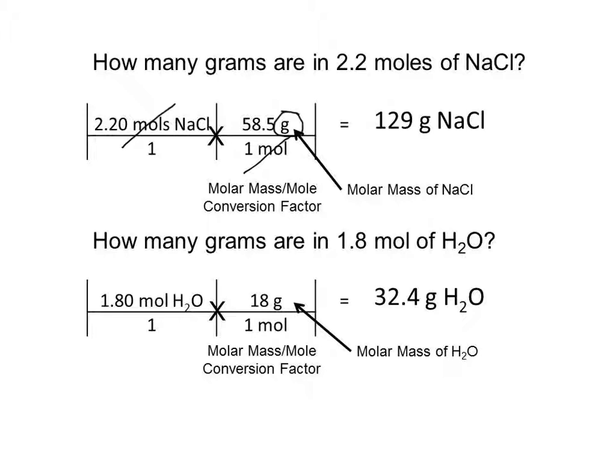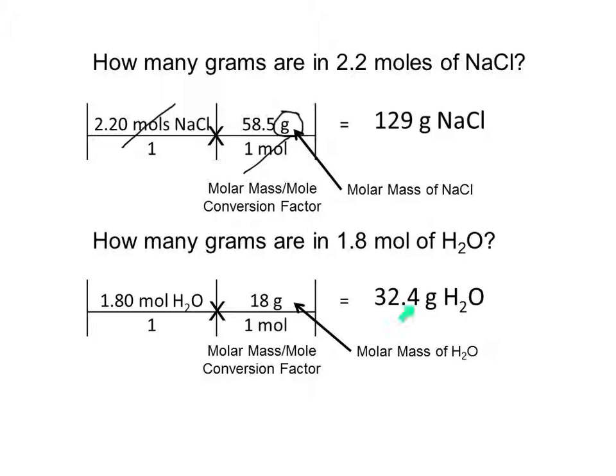And let's look at the second example here. How many grams are in 1.8 moles of water? Again, here's our given, 1.8 moles of water. Put that over 1. We multiply it by the conversion factor. Here's my molar mass of water. It's over 1 mole, 18 grams per mole of water. And again, molar mass conversion. And if you do the math correctly, it's 1.8 times 18 divided by 1 times 1. And therefore, you should get 32.4 in this case.